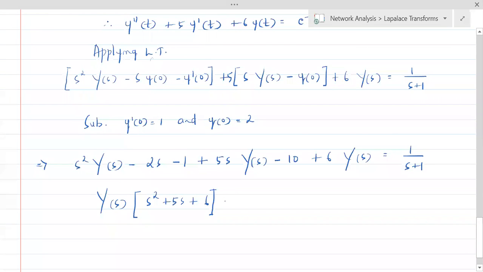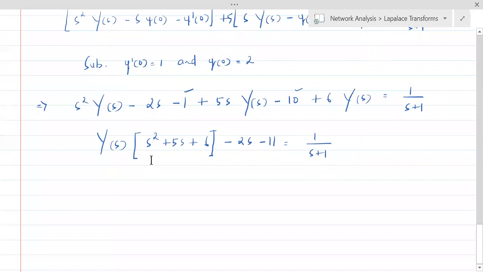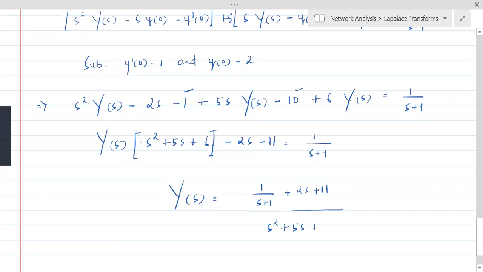Okay, and then you'll be left with minus 2s and this and this and this would give you minus 11 equal to 1 by s plus 1. So finally, if you work out, you will get your y of s equal to 1 by s plus 1 is there on the right hand side. Take 2s and 11 onto the right hand side, would become plus 11 and plus 2s on the right hand side, divided by s square plus 5s plus 6.